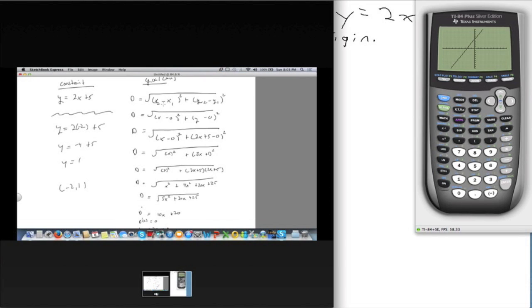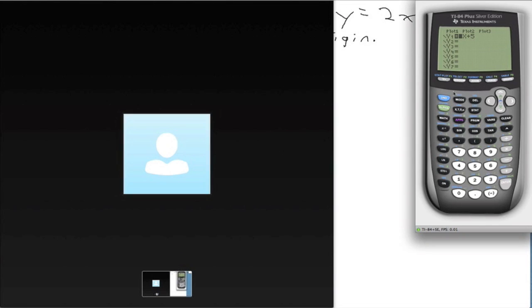But anyway. Okay, so square root, parentheses again, x minus 0, close parentheses, squared, plus parentheses 2x plus 5 minus 0, closed, squared, and then one more. Okay, and graph. And we trace over to -2, and that should be our min, and it is. Cool.